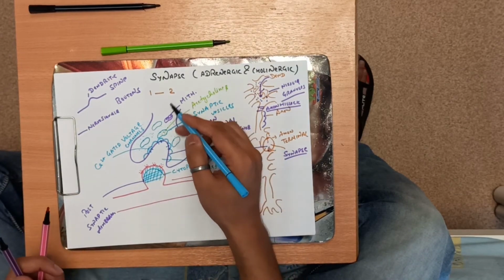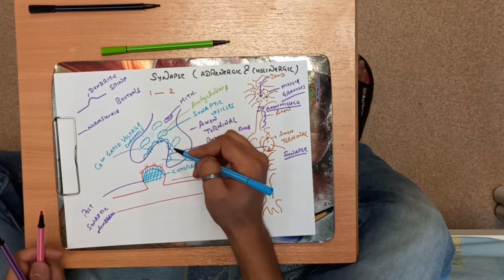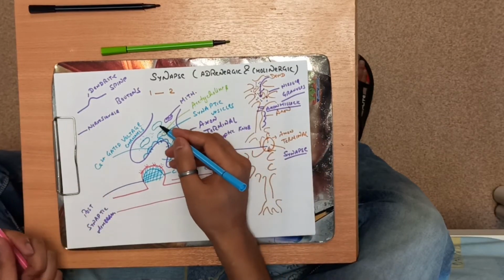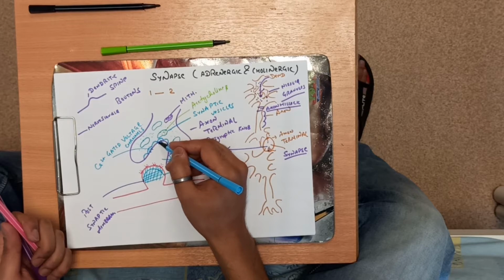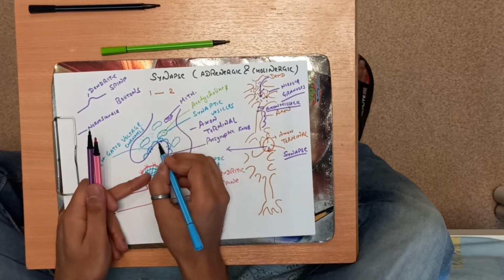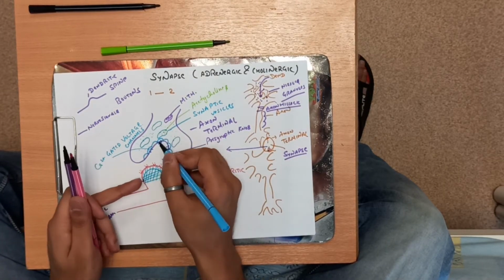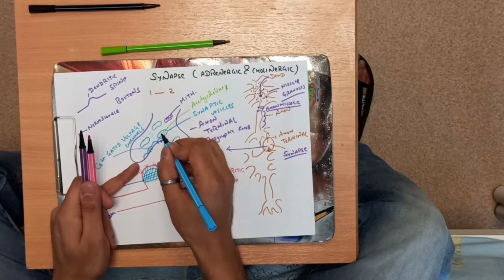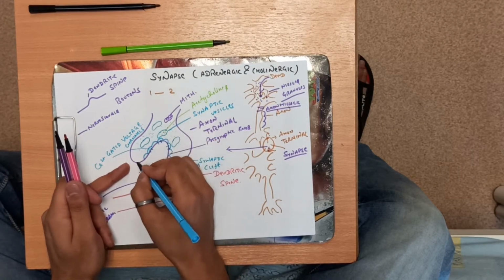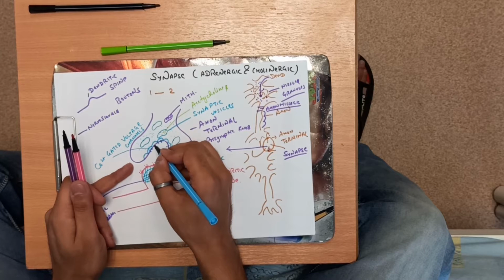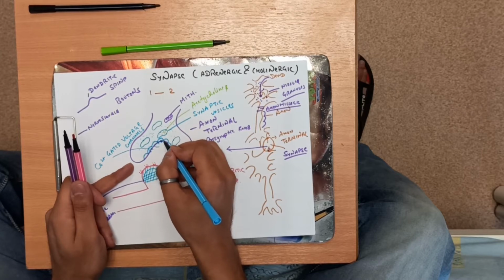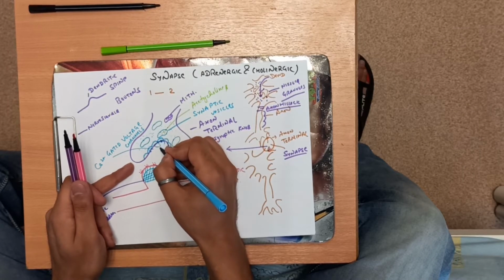Now as soon as the action potential reaches the axon terminal, the action potential provokes the synaptic vesicles to come towards the presynaptic membrane, and here the diffusion occurs. You can say exocytosis. Now suppose this is a synaptic vesicle. This synaptic vesicle comes here. It gets burst. On bursting, it will release the acetylcholine.